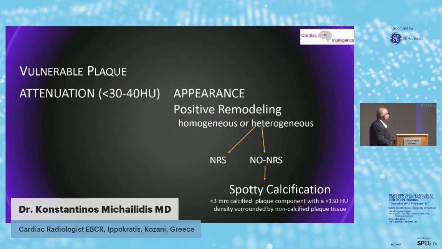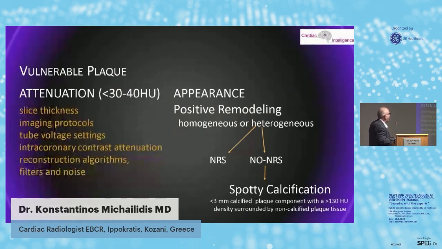So, vulnerable plaques have low attenuation. They have a high positive remodeling index, more than 1.1. And if this remodeling is homogeneous, the positive remodeling, I remind you, is remodeling of the vessel wall that does not produce stenosis, so if it is homogeneous, it's quite stable, but heterogeneous positive remodeling is a sign of instability. And then we have the napkin ring sign plaques and the non-napkin ring sign plaques. The ones that are napkin ring sign have spotty calcifications. This is the hallmark of the non-napkin ring sign plaques. So there are four different types of vulnerable plaques.